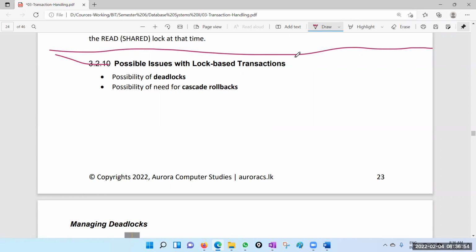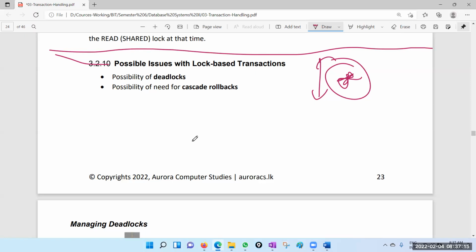Okay, so now we are going to discuss possible issues in lock mechanism. Actually, we are going to discuss three possible issues: the deadlocks, the need for cascade rollback, as well as lock starvation. So lock starvation we'll discuss later.